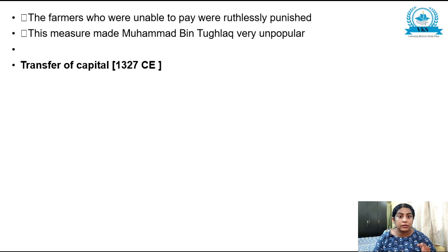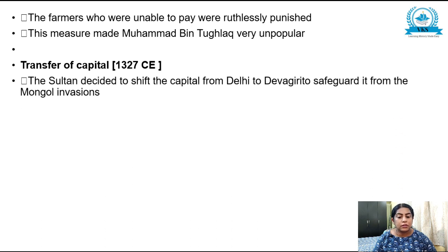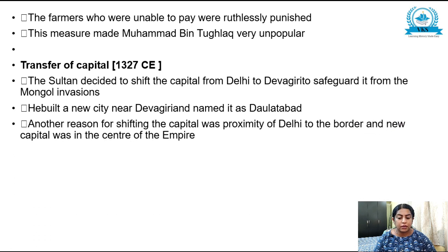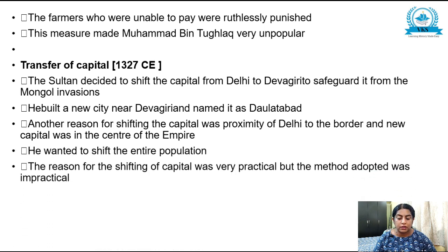Total 3 administrative experiments are there. Now the second one, transfer of capital. The Sultan decided to shift the capital from Delhi to Devagiri to safeguard it from the Mongol invasion. He built a new city near Devagiri and named it Daulatabad. Another reason for shifting the capital was the proximity of Delhi to the border, and the new capital was in the center of the empire. He wanted to shift the entire population, and the reason for shifting the capital was very practical.